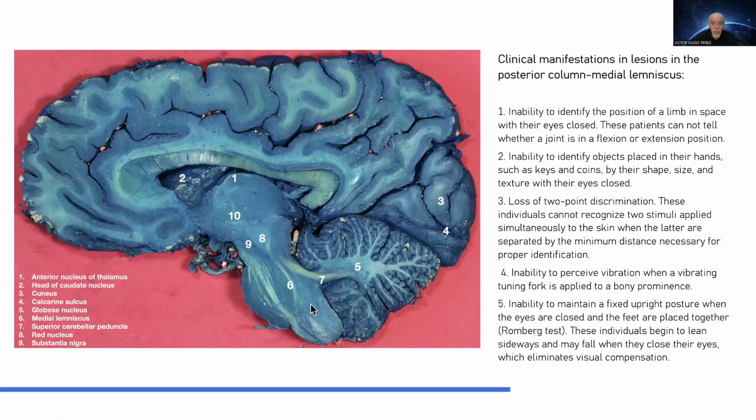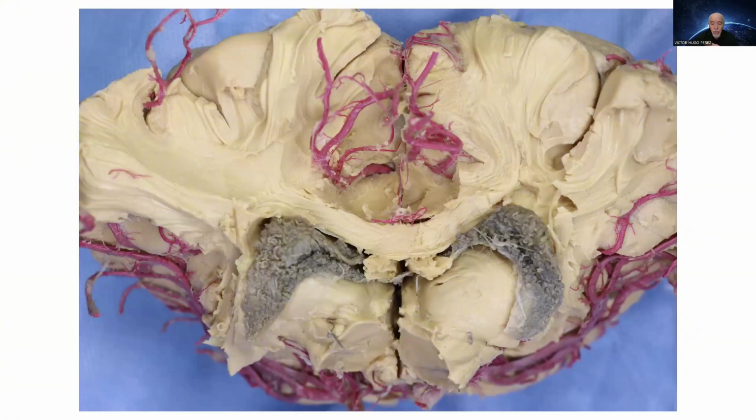Here we have a picture in the frontal lobe. This is a coronal view, and we can see the complex formation of the white fibers. As you can see here, this is the corpus callosum, and here we have the corona radiata, and we can see also the anterior cerebral arteries and the third ventricle.